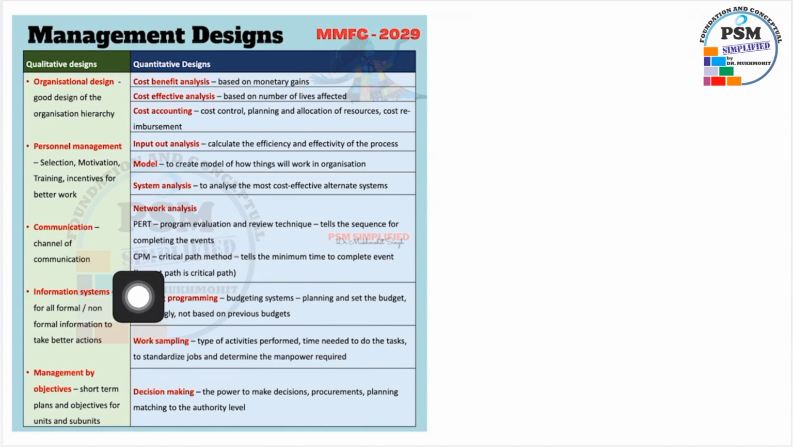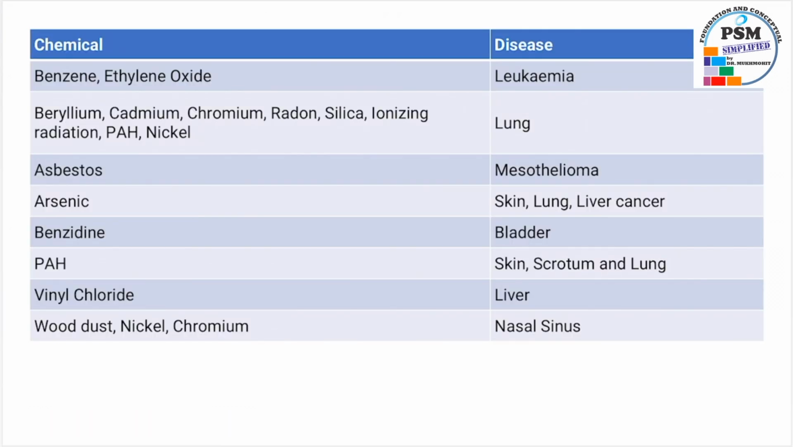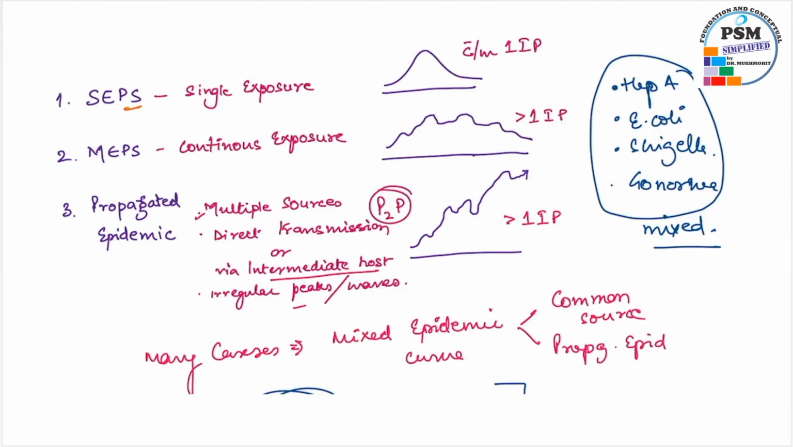What is a critical path? Critical path is the path with the longest time, right? In your exam, sometimes they also ask you about the instruments which are used in the chapter on environment. That can also be important for your exam. You should remember this. And many times they ask you about occupational health, in which the diseases with chemical exposure are sometimes asked.